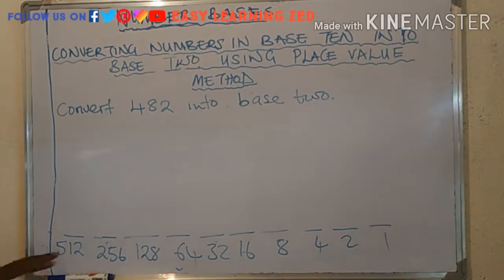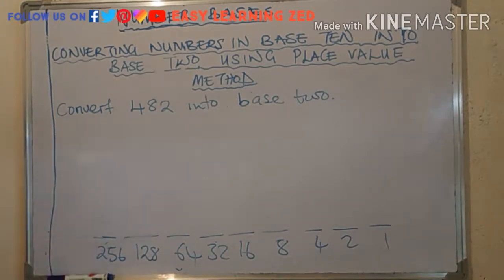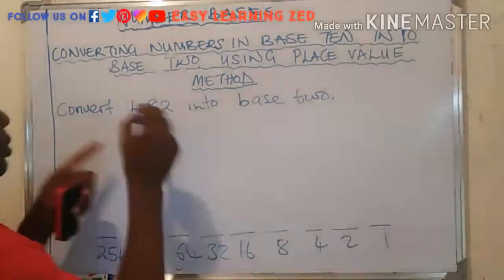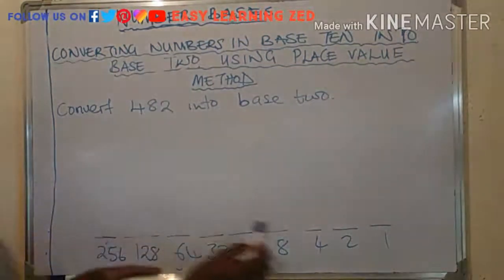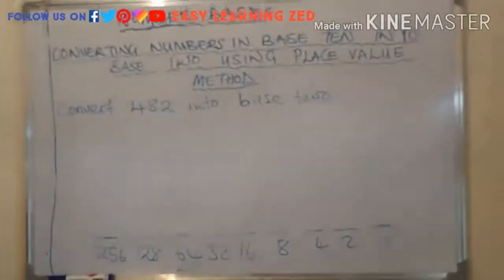Now, as you can see, 512 is bigger than 482. So I'm not going to use this place value because it's bigger than the number we're given in base 10. We're going to use only those numbers which are smaller than or equal to the number. So these are smaller than 482, and they are the ones we're going to use. So let's get started.